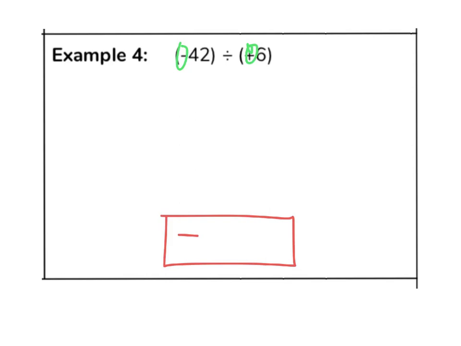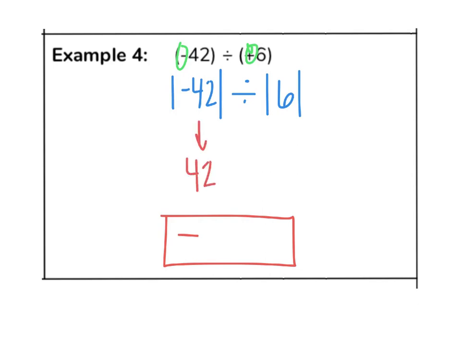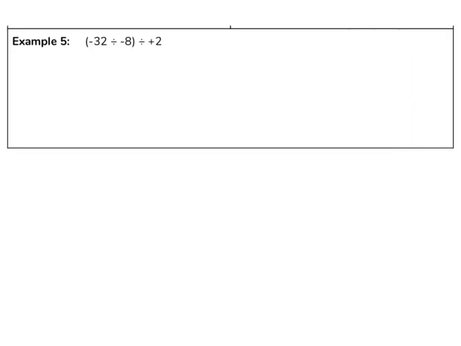That tells me that my final answer is going to be negative. So I'm going to go through the steps: find the absolute value of negative 42, find the absolute value of positive 6, and then divide them. The absolute value of negative 42 is 42. The absolute value of 6 is 6. I'm going to divide those two numbers. 42 divided by 6 is 7. But again, because I have two different signs, I'm going to have negative 7 as my final answer.